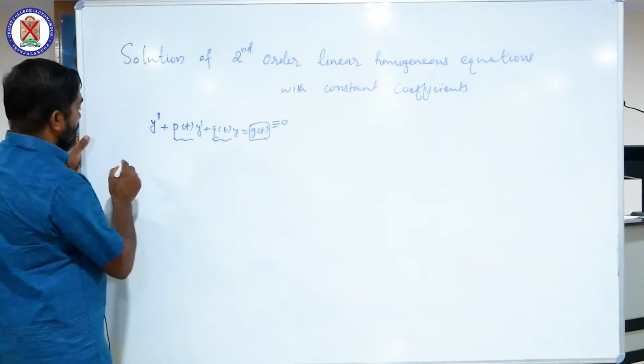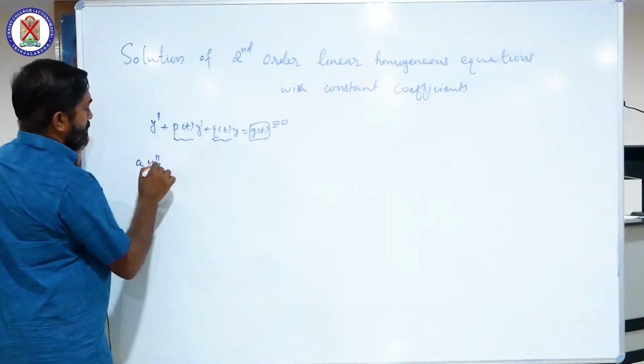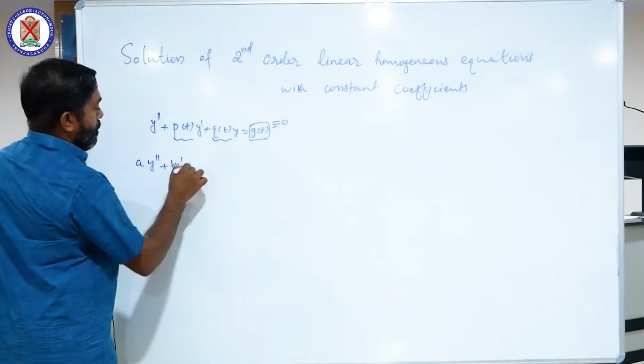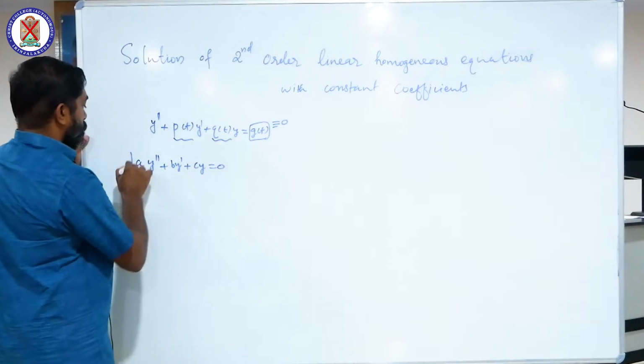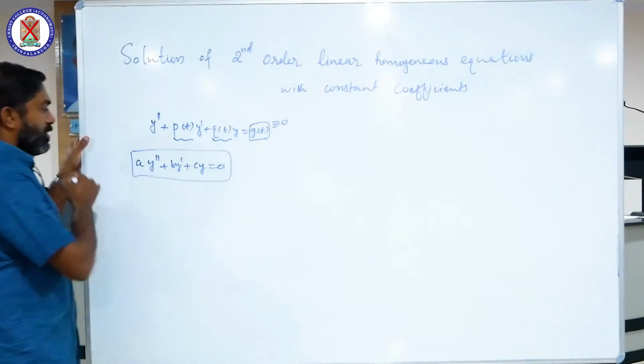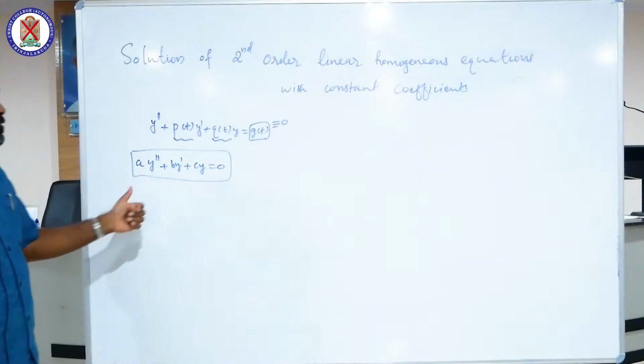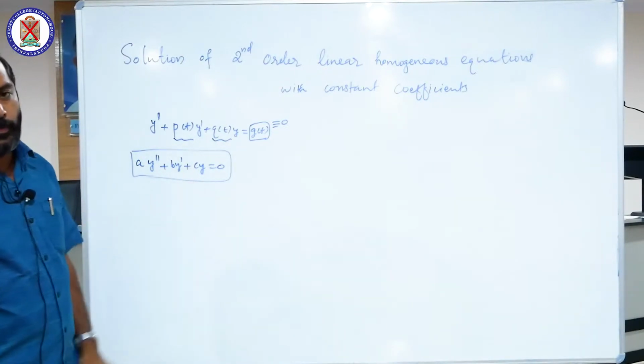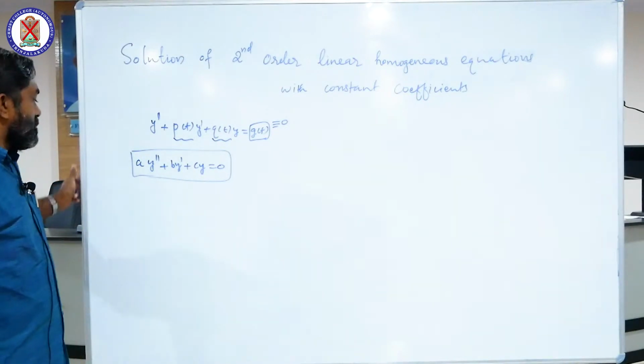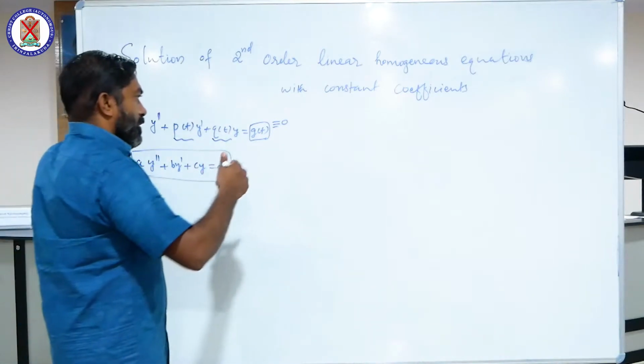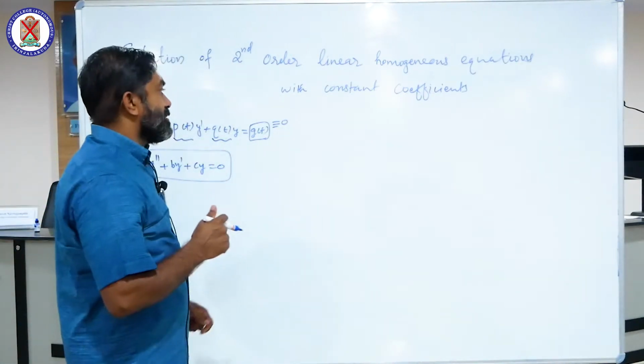And generally this we can consider in the form a y double dash plus b y dash plus c y equal to 0. So, in this session, I am going to discuss the general solution of a differential equation of this form. Okay, for this, I need some properties or basic results.